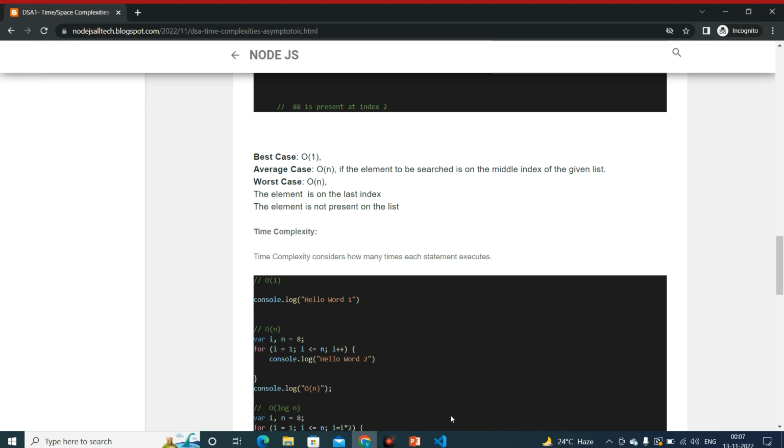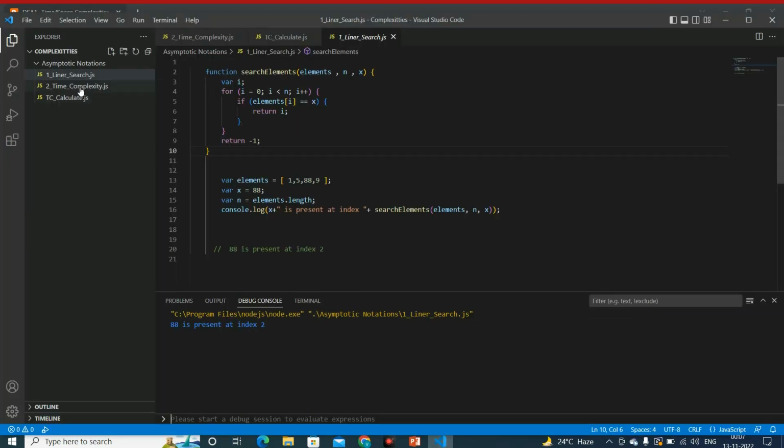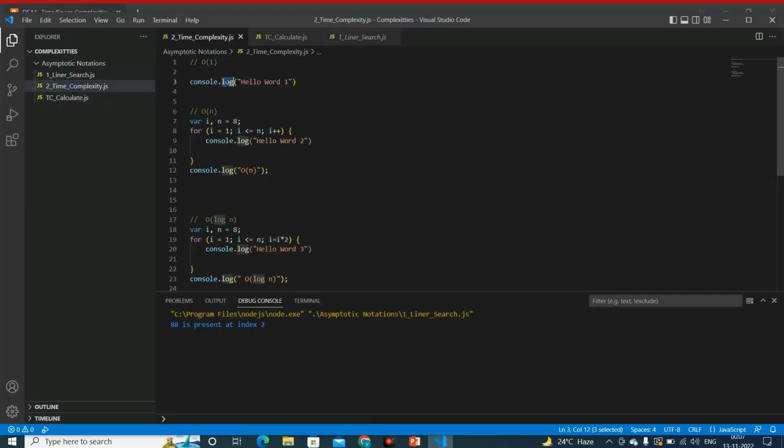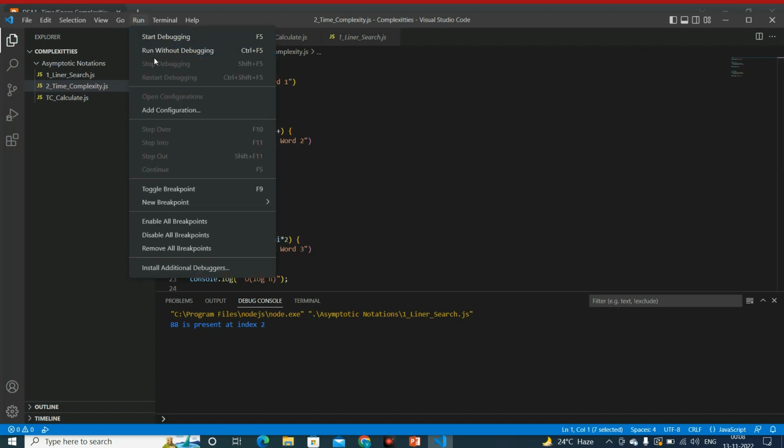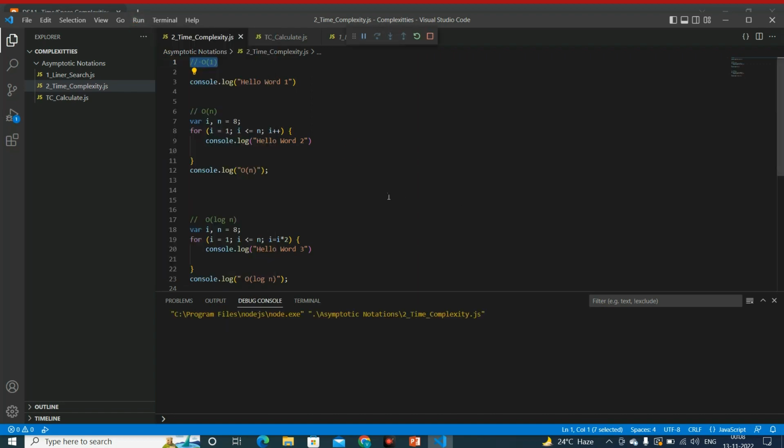So we'll take an example now. I'm opening the code, time complexity. You can check over here. I think it is straightforward, but we'll go through each and every code now. O of 1, like here we are printing hello world. As we are printing hello world over here, it is printing only one time, hence its time complexity is 1, that is O of 1.